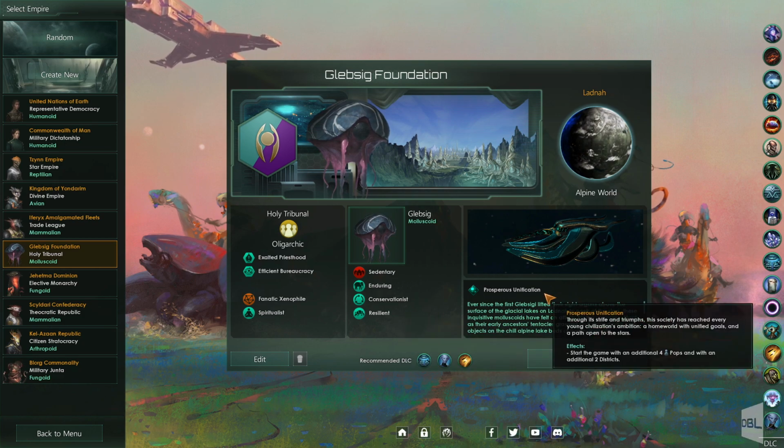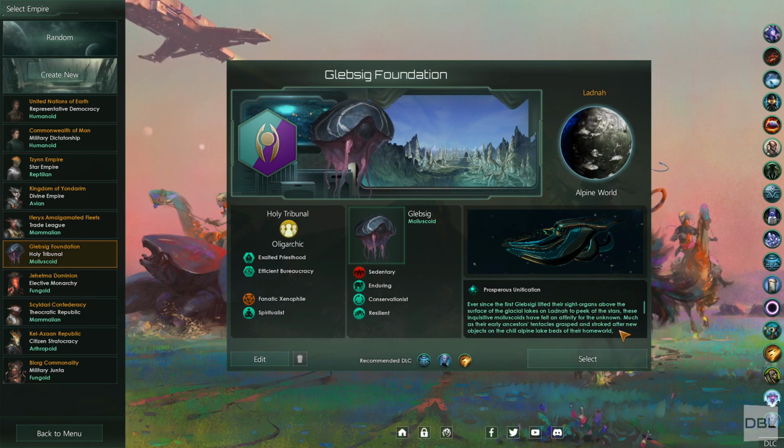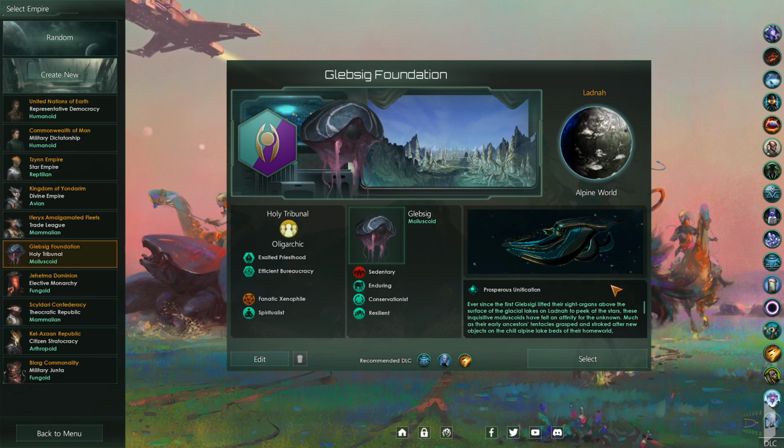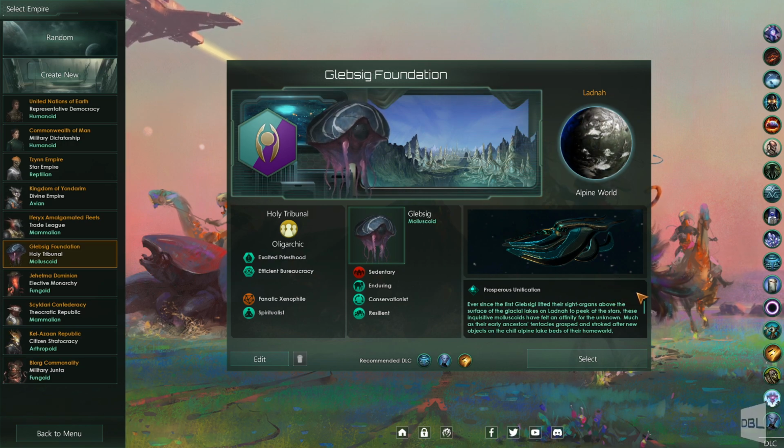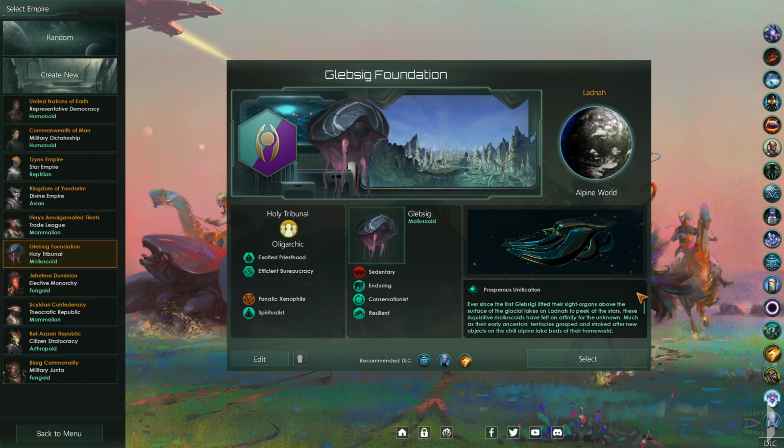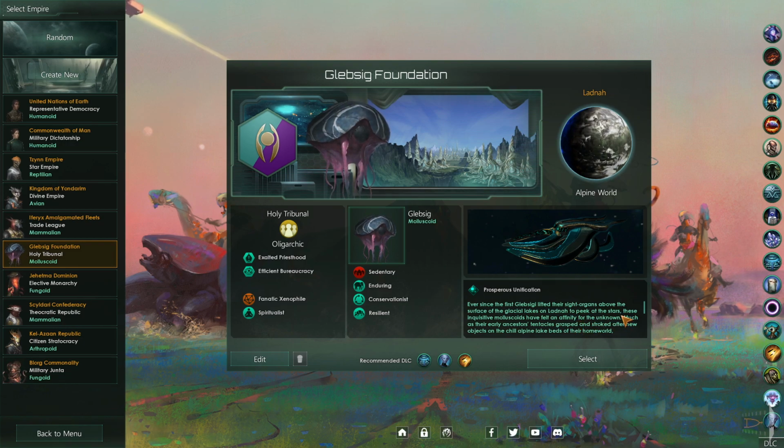Okay. Prosperous unification. Ever since the first Gleb Sigi lifted their sight organs above the surface of the glacial lakes on Ladna to peek at the stars, these inquisitive molluscoids have felt an affinity for the unknown. Much as their early ancestors' tentacles grasped and stroked after new objects on the chill alpine lake beds of their homeworld.